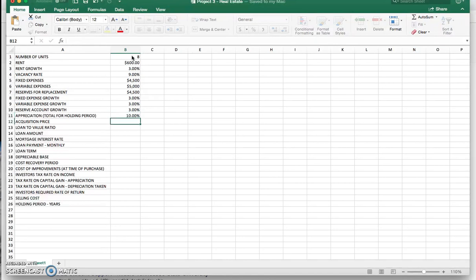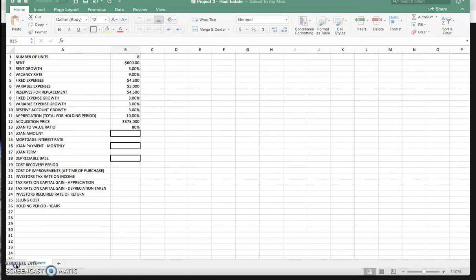And then the acquisition price is going to be $375,000. Loan to value ratio 80%. I'm going to come back to the cells B14, 16, and 18 because we'll have to use formulas, I'm assuming, to get those. But the mortgage interest rate is going to be 5%. Loan term is going to be 30.